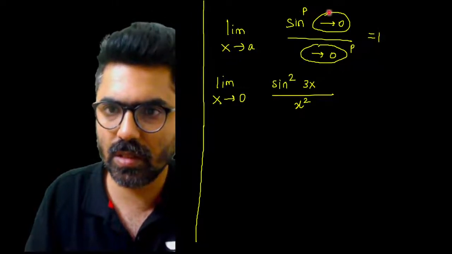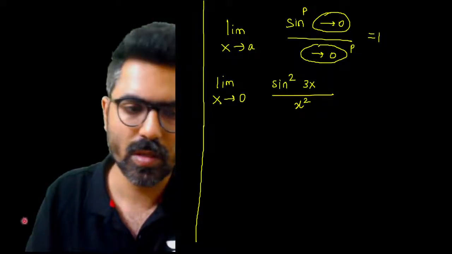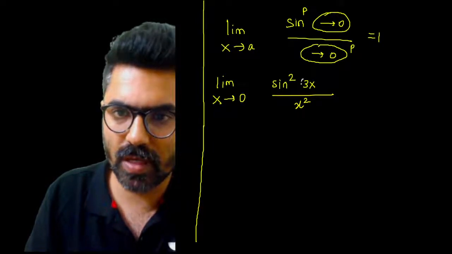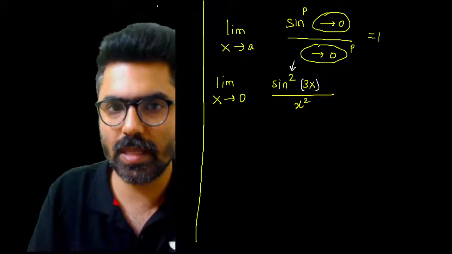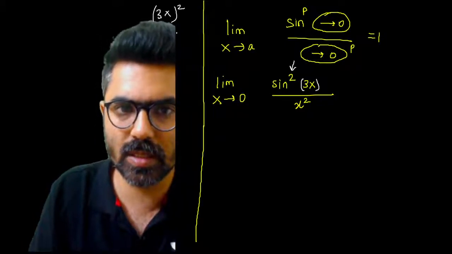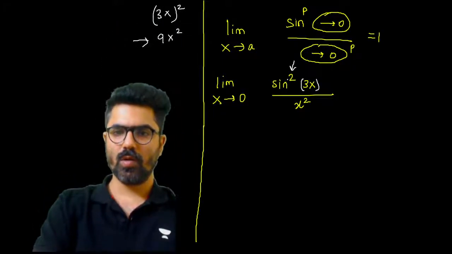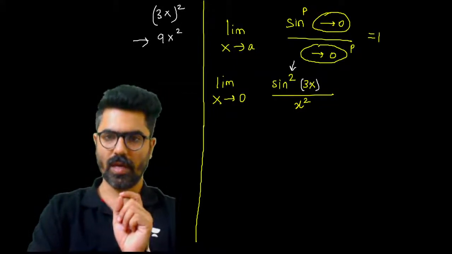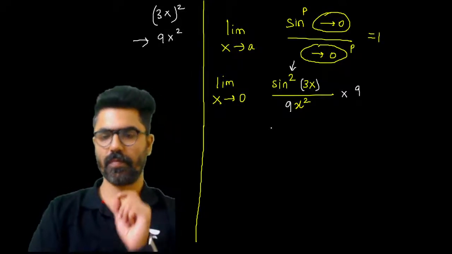When do we say the answer is 1? The power of this part, p, should be here in the denominator. So if you observe it properly, the square of 3x is actually 9x square. We already have x square in the denominator. We'll just adjust 9 here and multiply 9.